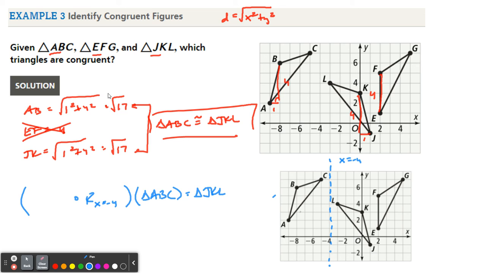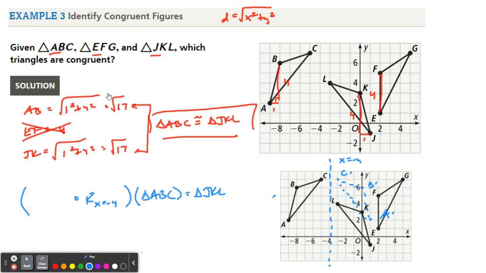So I'm just going to count, right? A is 1, 2, 3, 4, 5 away. So go 1, 2, 3, 4, 5 away. There's A prime. B is 1, 2, 3, 4 away. So go 1, 2, 3, 4. There's B prime. C is 1 away. So there's C prime. So there's like our middleman triangle. But you can see now it's oriented the same way as JKL.